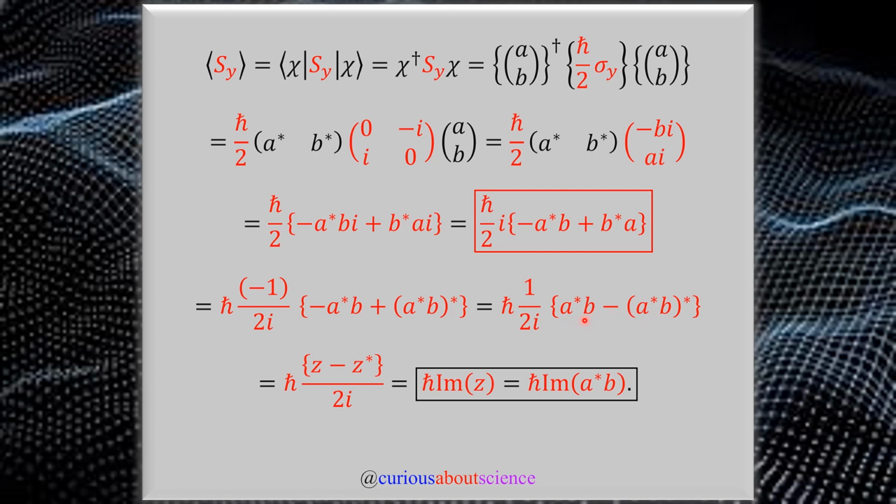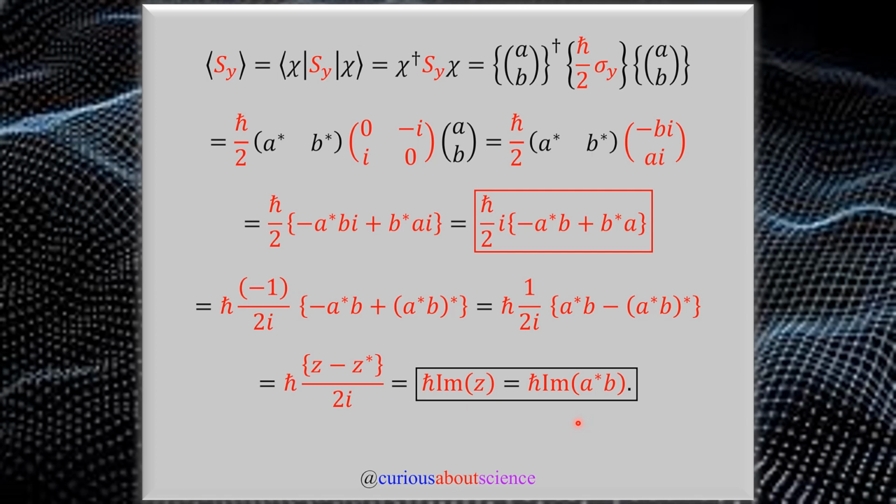And now we see that we're set up for a really fascinating substitution again with z, just to highlight this. And we see that we have (z minus z star) over 2i. If this is the case, this is exactly what the imaginary part of z would be. So we have h bar times the imaginary part of z, but we made the substitution that z was a star b.